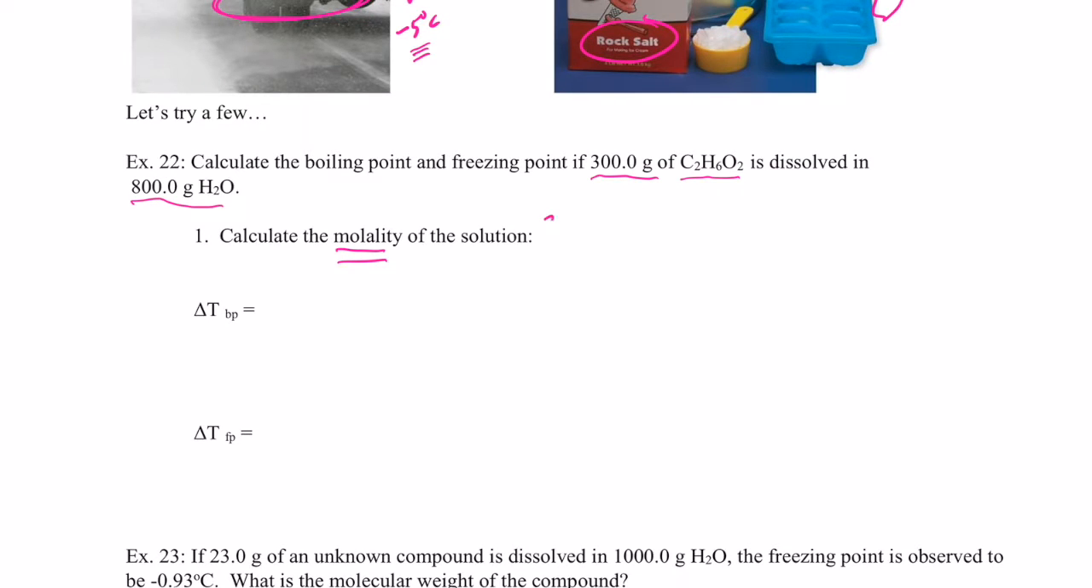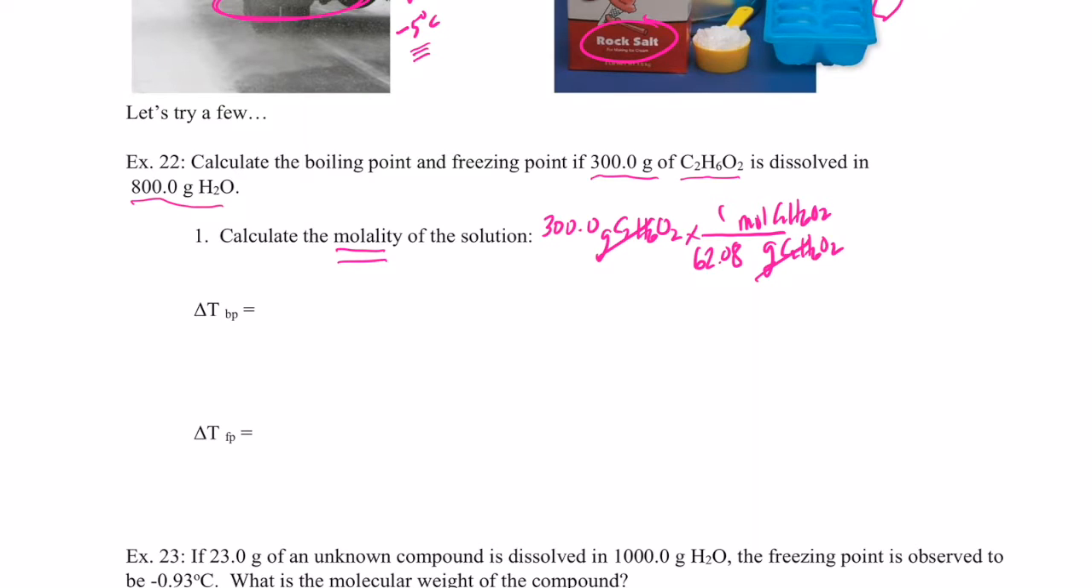We have 300.0 grams of C2H6O2. To find the molality, we need to go from grams of C2H6O2 into moles of C2H6O2. So let's see what 1 mole of that weighs. We have 2 carbons, and each carbon weighs 12.01. We add the weight of 6 hydrogens, and each hydrogen weighs 1.01. And we add the weight of 2 oxygens, and each oxygen weighs 16.00. So I get 62.08 grams per mole.